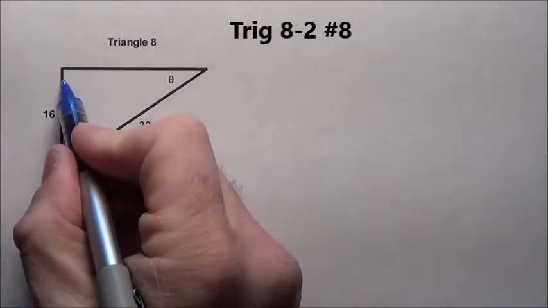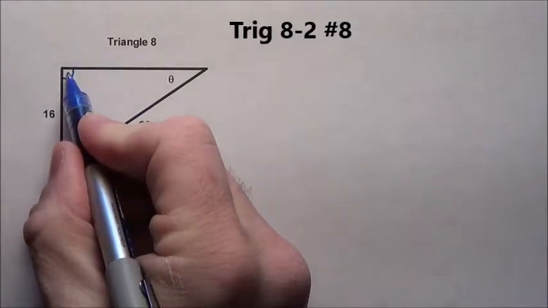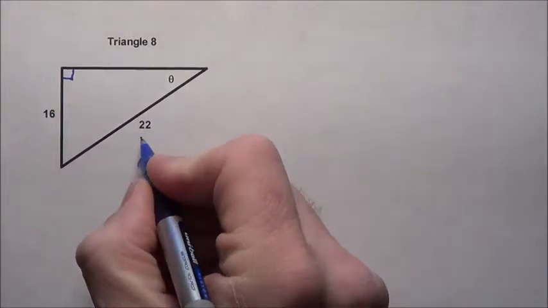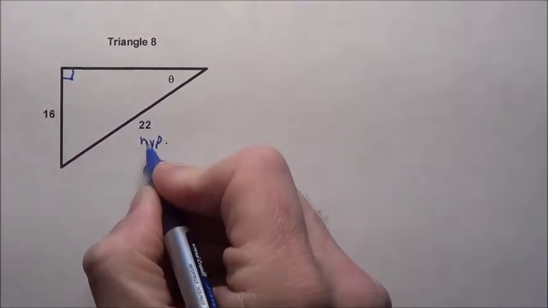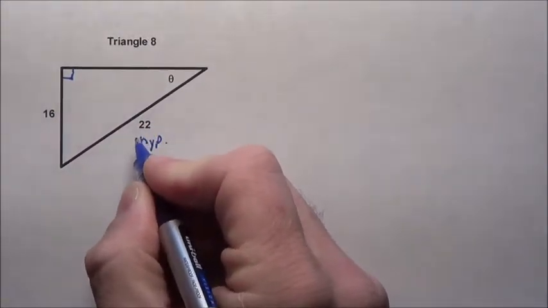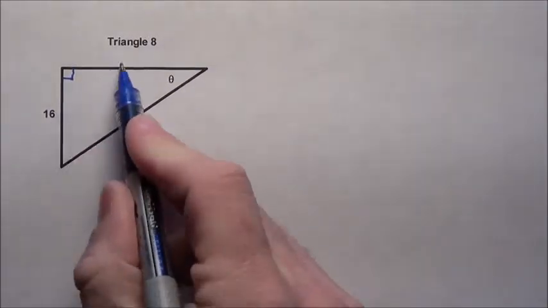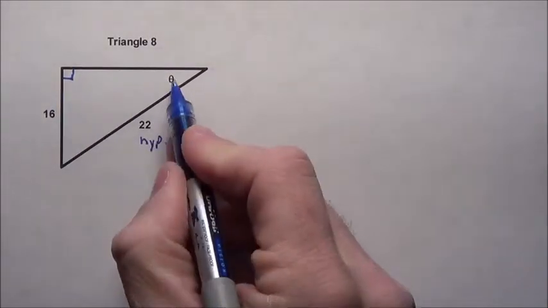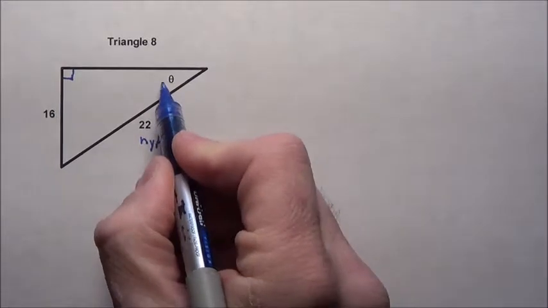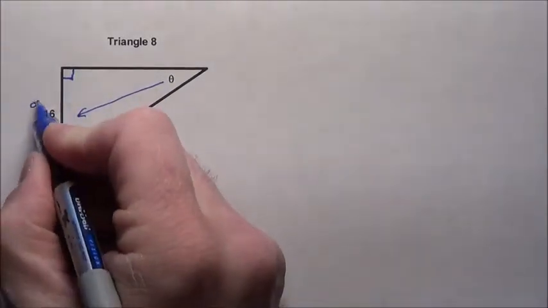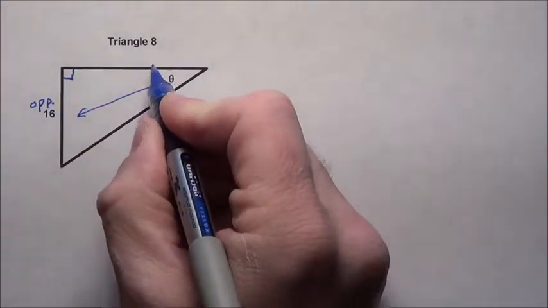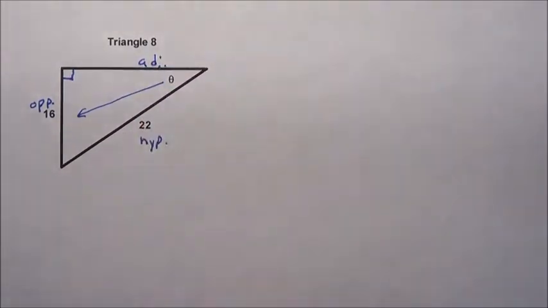Triangle number 8, we have this right triangle here, so there's our right angle, so across from it is going to be our hypotenuse. So we're given a hypotenuse measurement of 22. Now, these two sides are going to depend on where the angle is given. In this case, here's the theta, there's the angle. So across from it, this is going to be called our opposite side, and this side right here is going to be called our adjacent side.